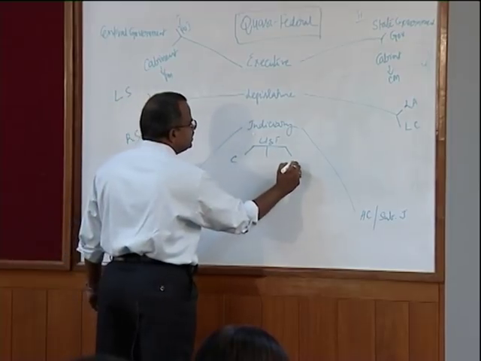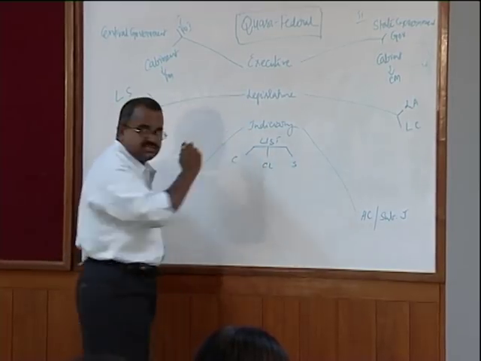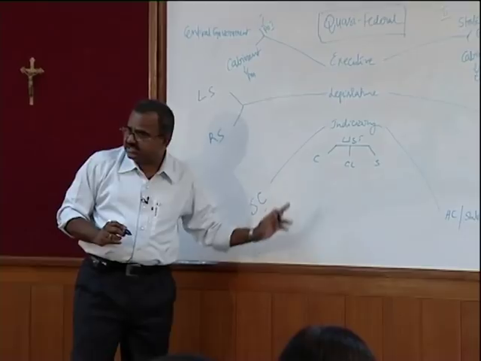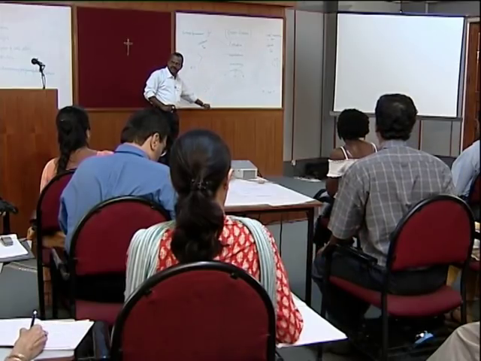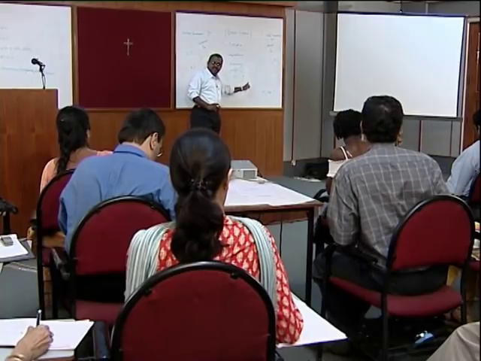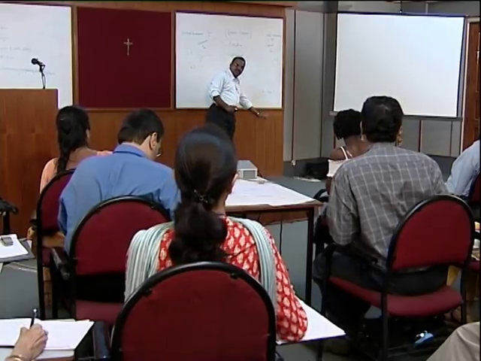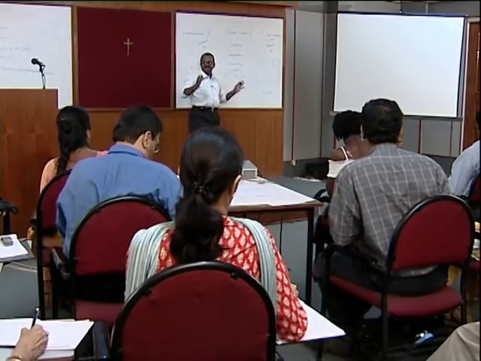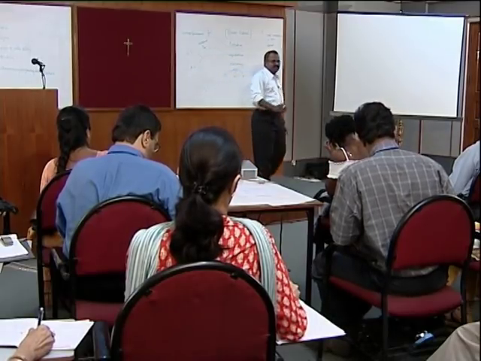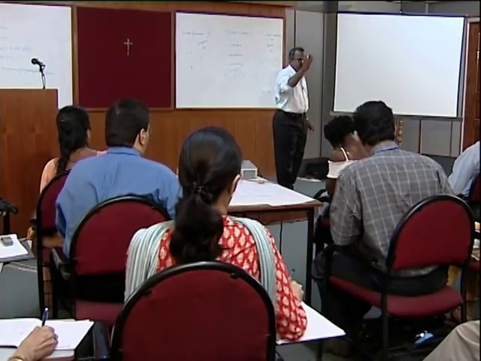Central list, state list, concurrent list. Central list means the areas which come under the purview of central government. State list means the areas which come under the purview of state government. Concurrent list means both put together. Now you give me an example. Central list, give me one example.